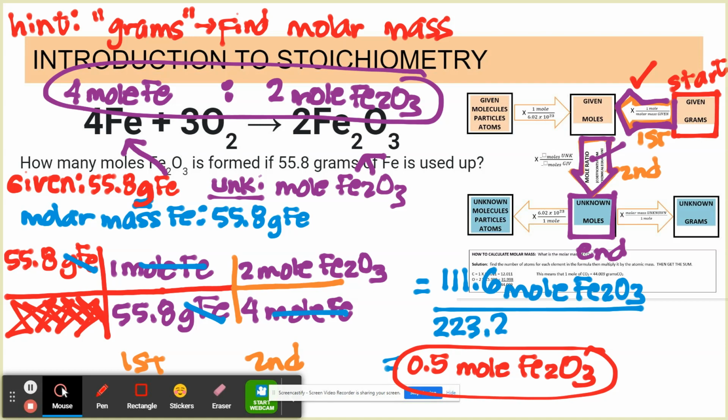All right. So for this example, what should you have learned? The first thing is, if you ever see the word grams, you have to calculate for the molar mass. And again, molar mass of who? Of the formula that follows the word grams. Don't forget that.